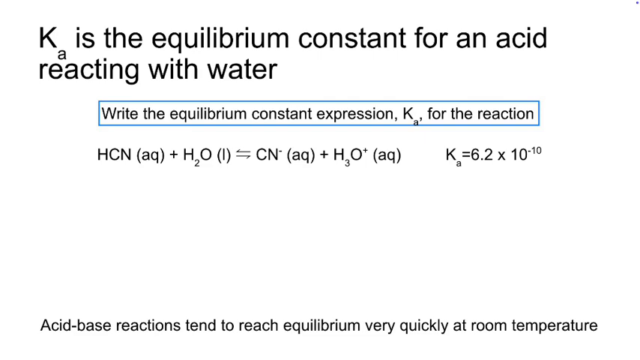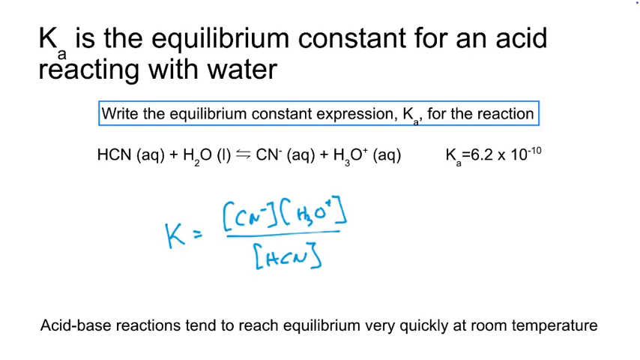So Ka is the equilibrium constant for an acid reacting with water. We got a blue box. Write the equilibrium constant expression for the Ka for this reaction. I'm going to throw some more shade. All right, it's too sunny in this cramped up room.